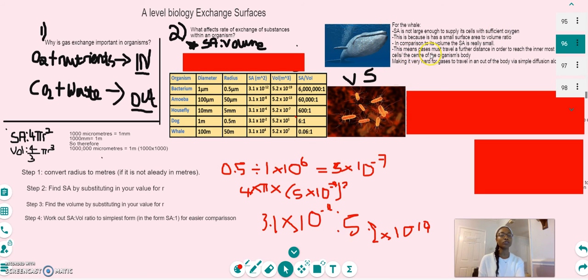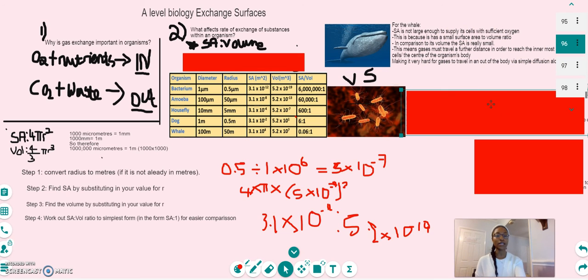And that means that simple diffusion is just not sufficient. This is why we say these kinds of organisms need transport systems. So they need specialized systems, which we'll go into later in other lessons. But for now, we just need to know that simple diffusion is just not enough.